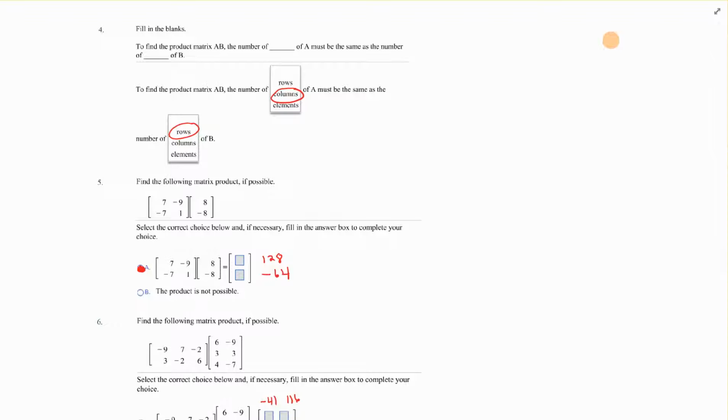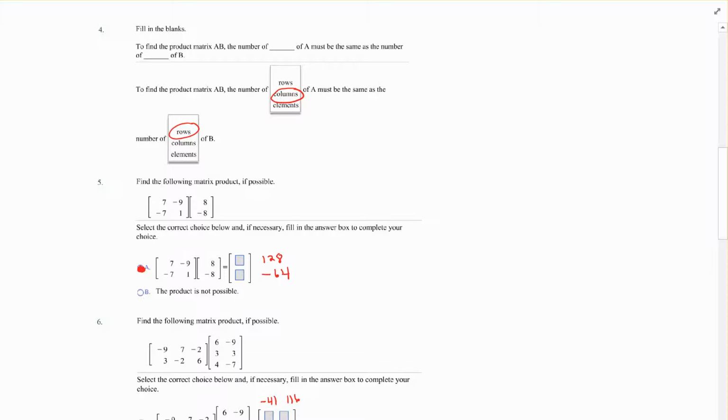And so then this is just a question, and it could be the same question or a different one on your problems. To find the product matrix AB, the number of rows of A must be the same as the number of columns of B. I think I said that backwards. I read it from left to right, I think. To find the product, the number of columns in the first one, so the columns of A, must be the same as the rows of B.